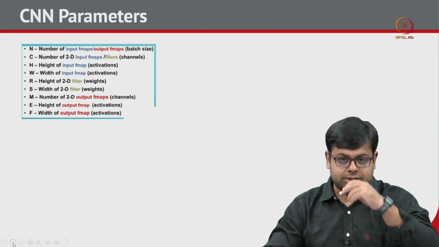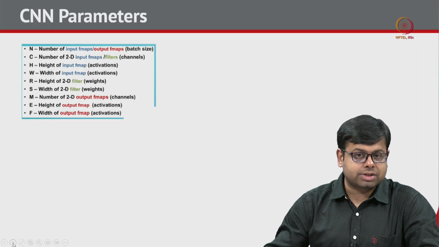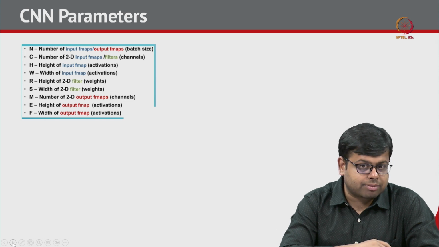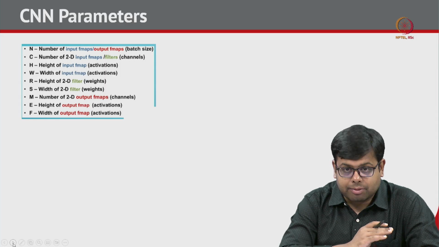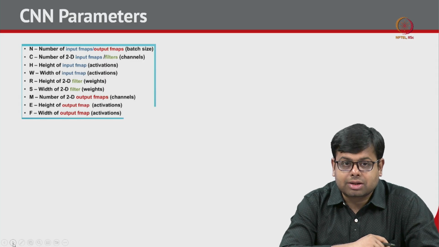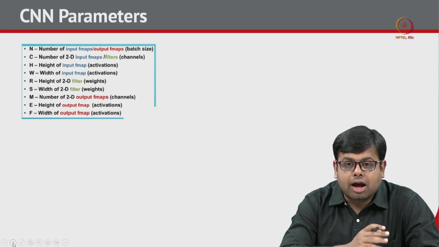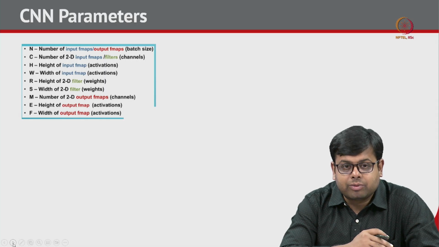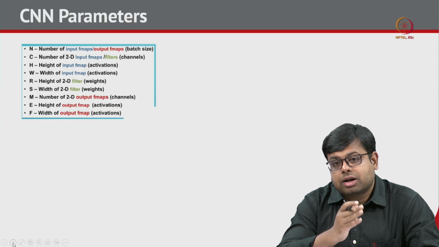So far, at a very high level, we have seen that there are multiple CNN parameters. N is the number of input feature maps or output feature maps, which is nothing but the batch size. Then we have C, which is the number of 2D input filters, the number of channels. Basically, if we have RGB images, then we have 3 channels for the input images. H is the height of the input feature map, W is the width of the input feature map, R and S are the height and width of the 2D filter. Then we have M, which is the number of 2D output feature maps, which is also the number of kernels or the number of filters.